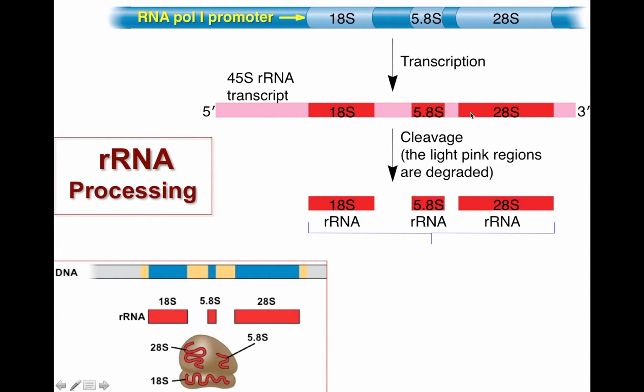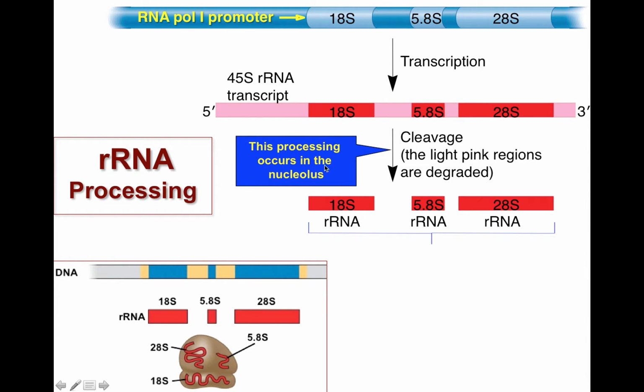So here's the long transcript. Okay, it's a very long transcript. It contains the sequences for the 18S, the 5.8S, and the 28S RNA all within this transcript. And in between are spacer RNAs that are not functional. The light pink areas are cleaved to release an 18S ribosomal RNA, a 5.8S ribosomal RNA, and a 28S RNA. This process occurs in the nucleolus of the cell, a small area inside the nucleus that takes care of processing ribosomal RNAs.